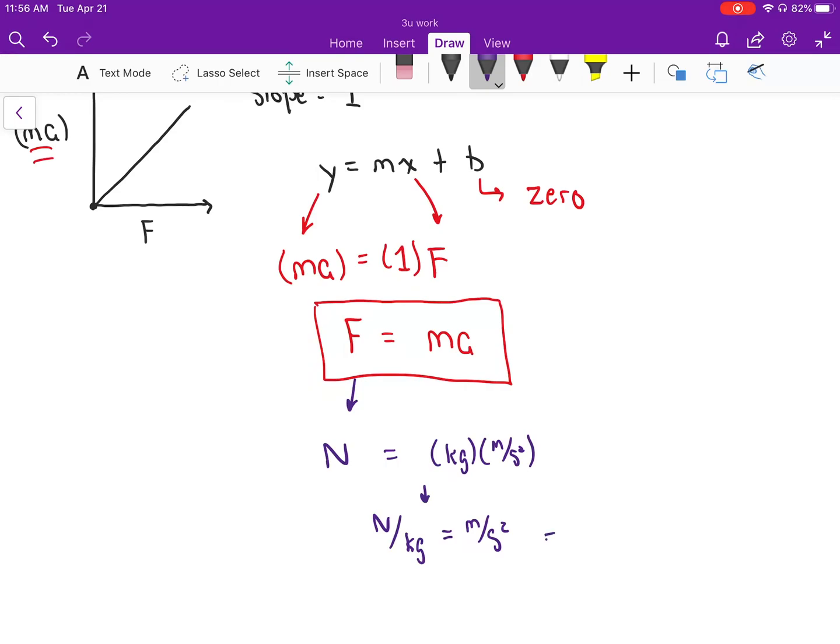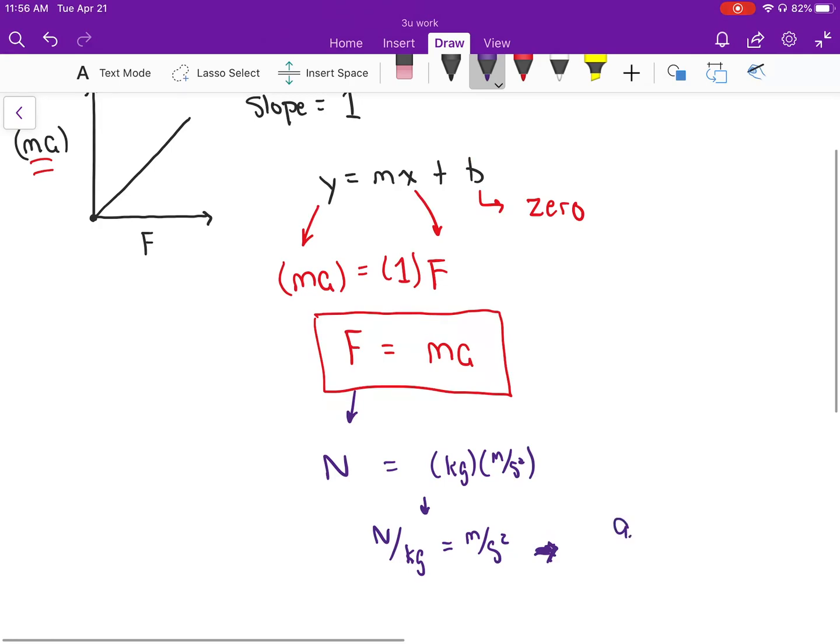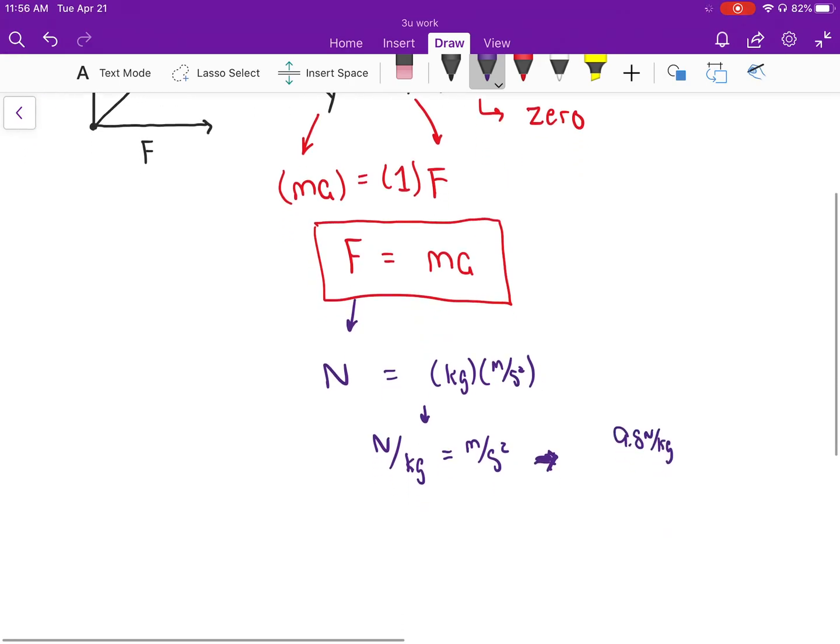From this line, I kind of remind you back to that 9.8 number. 9.8 told us how strong gravity was. 9.8 is how many newtons are on a kilogram. And if something free falls, 9.8 is how rapidly something accelerates while it's free falling.